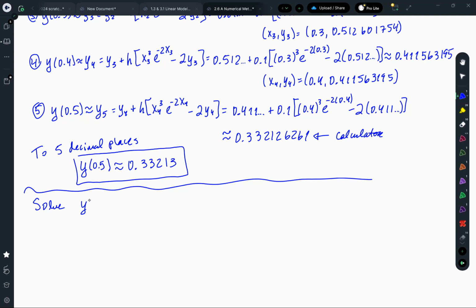Let's see, let me write it out. y prime plus 2y is equal to x cubed e to the minus 2x, y of 0 is equal to 1. Okay, this is a linear equation, and it's already in standard form.